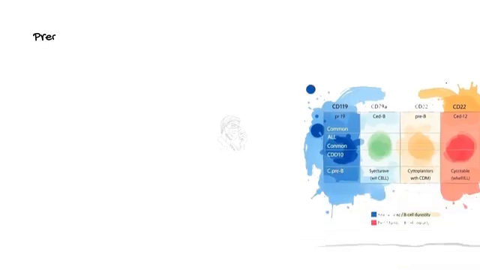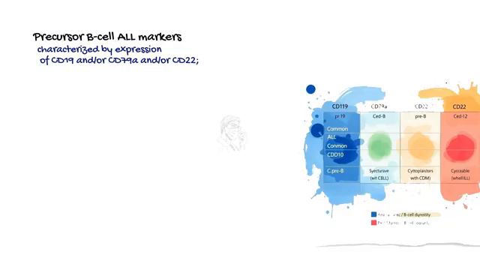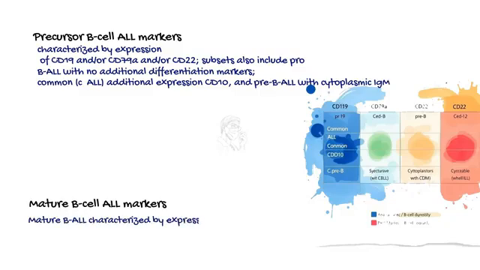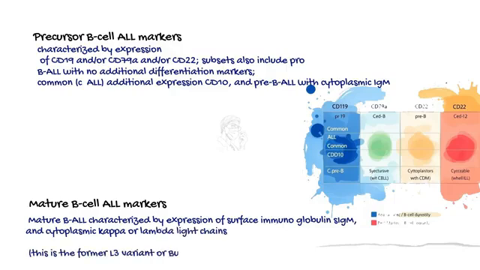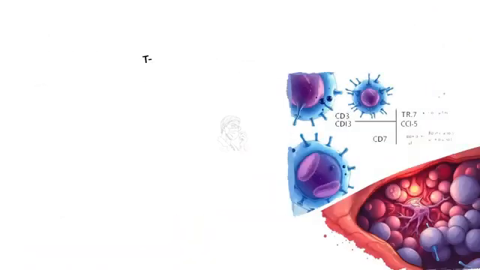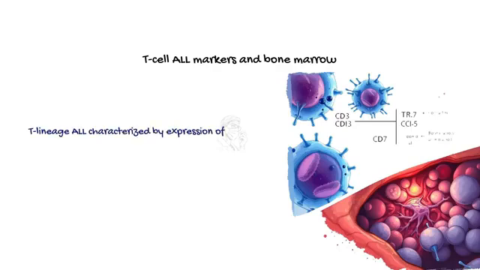Precursor B-cell ALL expresses CD19, CD79A, or CD22. Subsets include Pro-B, common ALL with CD10, and Pre-B with cytoplasmic IgM. Mature B-cell ALL corresponds to Burkitt leukemia with surface IgM positivity and vacuolated cytoplasm. T-cell ALL shows expression of CD3, CD7, CD5, and other T-cell markers.